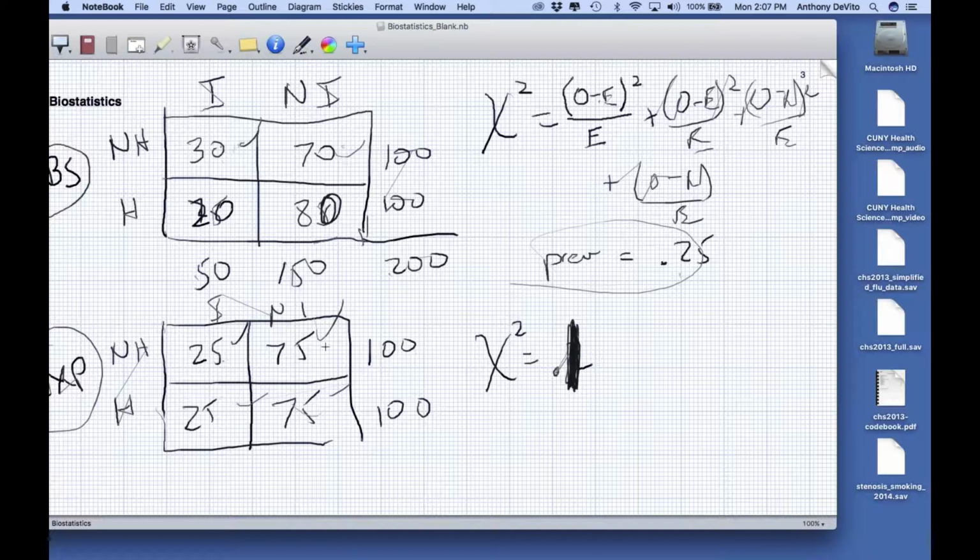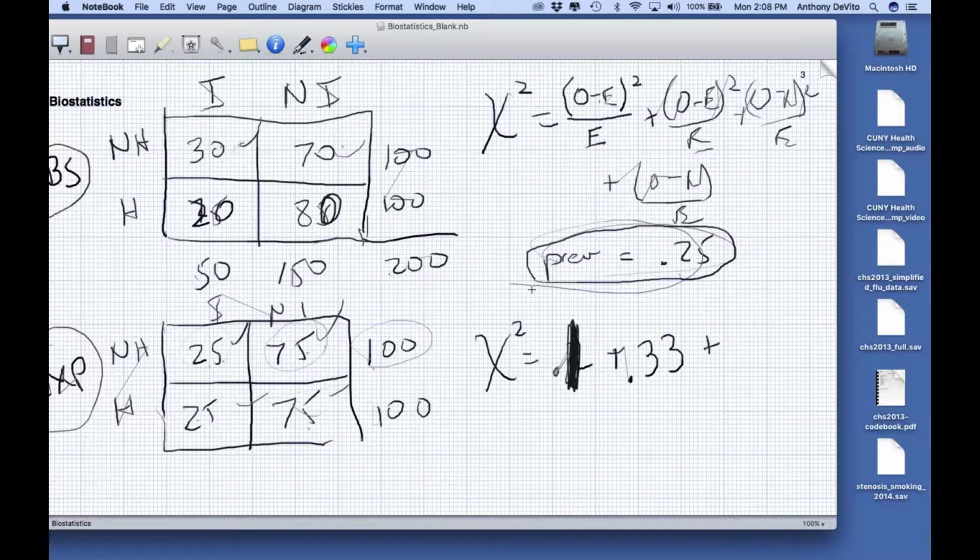70 minus 75 is negative 5. Squared is 25. 25 divided by 75 is 0.33. Why is 75 your expected value? 75 is your expected value because the prevalence was 25%. So if you have 100 people that weren't wearing a helmet, you'd expect 25 of them to have head injury and 75 of them not to have a head injury. And the same thing on the bottom. If this were 200, then you would expect 50 in here and 150 in here, right? That's just what we would expect if there's no association. We'd expect them to all have head injuries at the rate of the entire population.